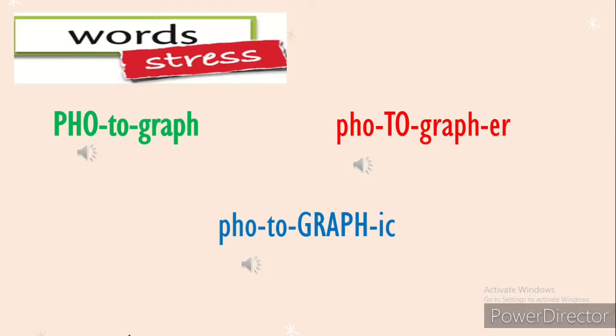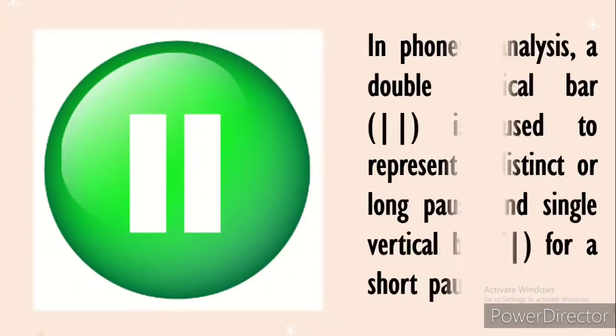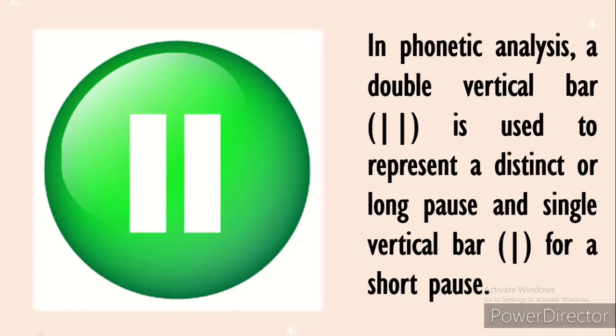Next, we have pause. Pause is a moment of silence between phrases, used to separate ideas and also used for holding attention. This is particularly useful when giving formal presentations such as an oral report or telling a story. In phonetic analysis, a double vertical bar, like this one, is used to represent a distinct or long pause, and a single vertical bar, like this, is for a short pause.